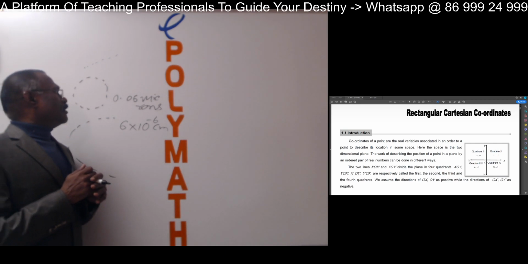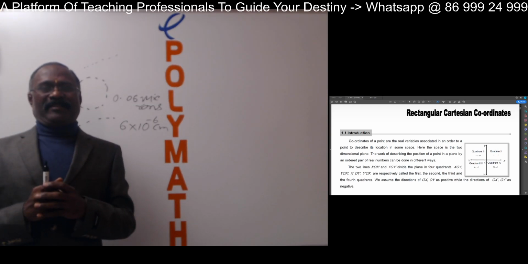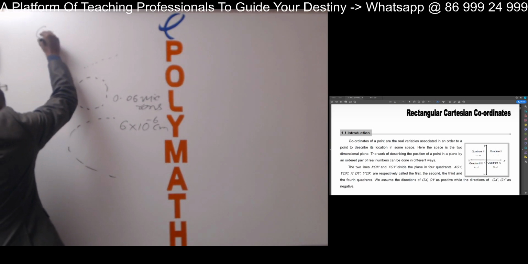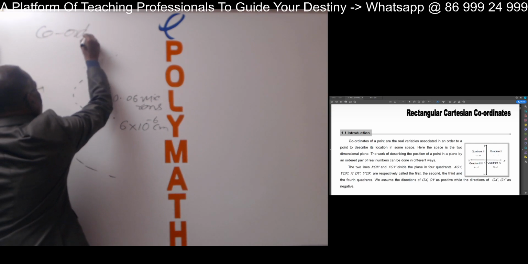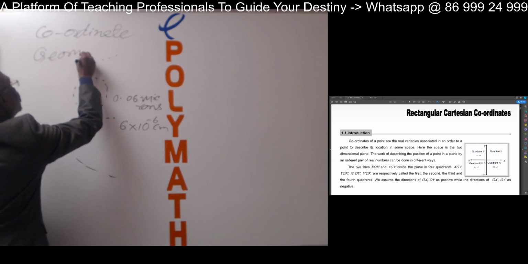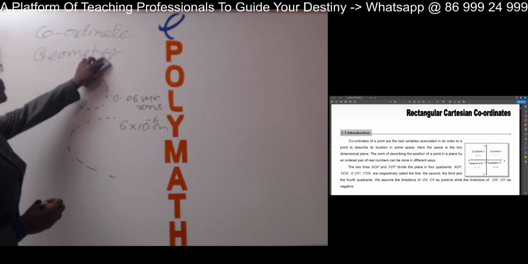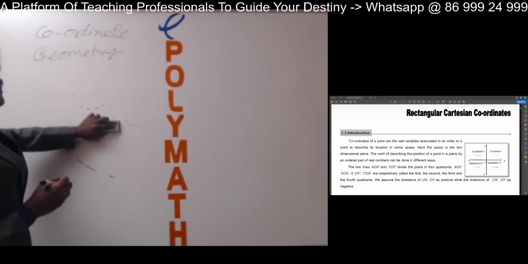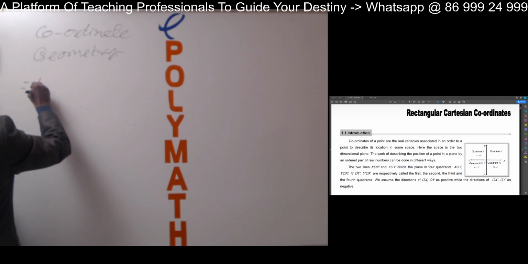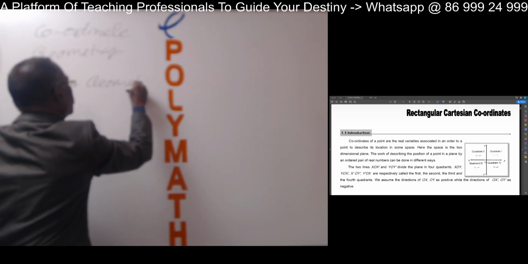So keeping that aside, what the mathematician did, he wanted to name the point. So first of all, understand coordinate geometry. Coordinate geometry is nothing but plane geometry plus algebra. Understand that? Plane geometry plus algebra. How can we see that? How is it plane geometry plus algebra?